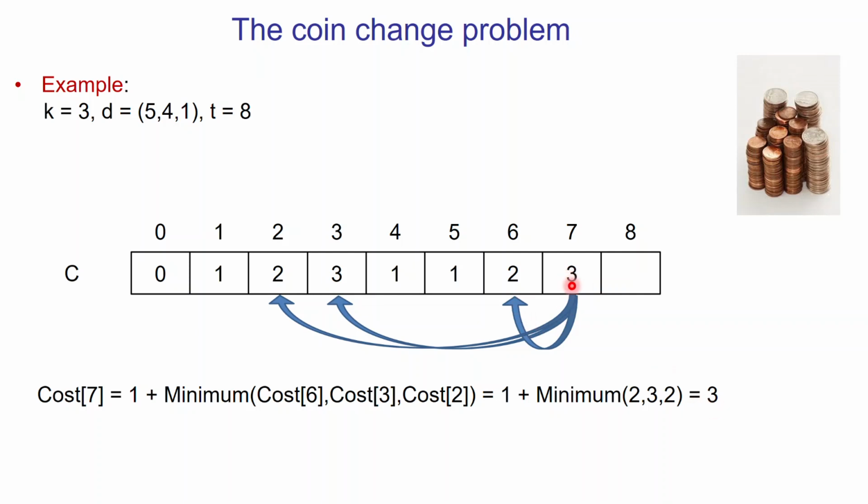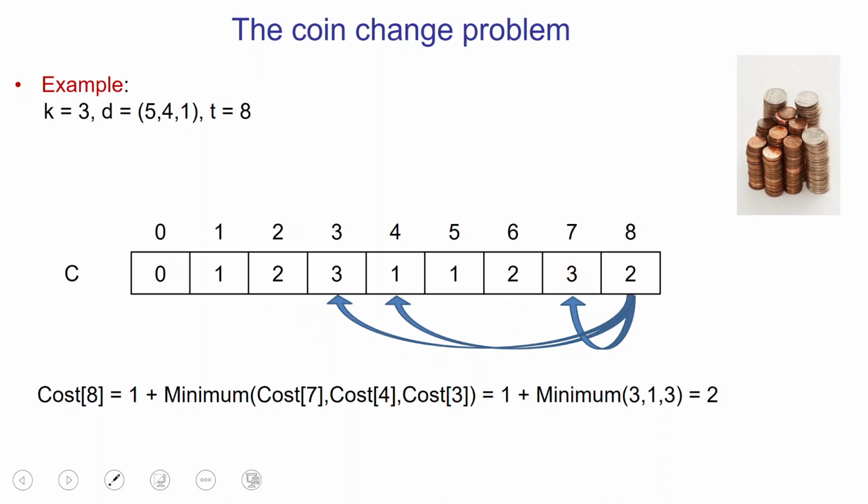And then finally, what we wanted was to give change for 8. Okay. And here you could use the coin with value 5. Okay, it gets you to 3, but 3 has cost 3. Okay, and that will give you a cost for 8 of 4. Okay, alternatively, you can use the coin with value 4. That gets you to 4, which has cost just 1. That will give you an overall cost of 8 of 2. Or you use the coin of value 1, which takes you to 7. 7 has cost 3, so that will give a cost for 8 of 4.